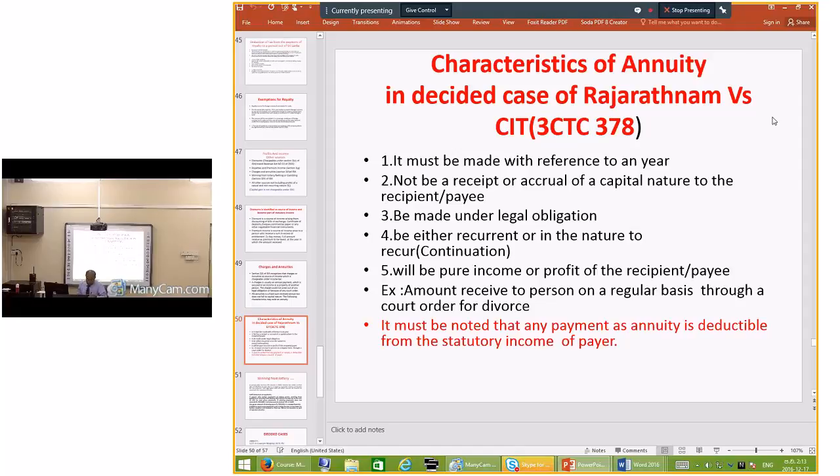Under section 3F of the Inland Revenue Act, the courts decide if it is income in the recipient's hand. These are the characteristics of the annuity. It must be noted that any payment as annuity is deductible from the extraordinary income of the payer. We can learn this when we compute the tax liability of the individual. For now, we are still learning how to compute the profit and income from each source.